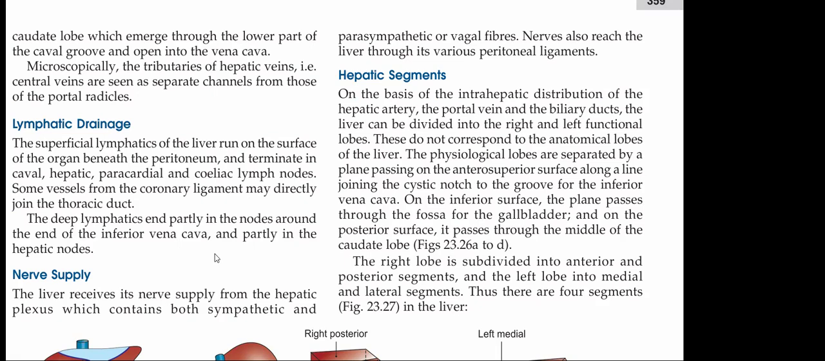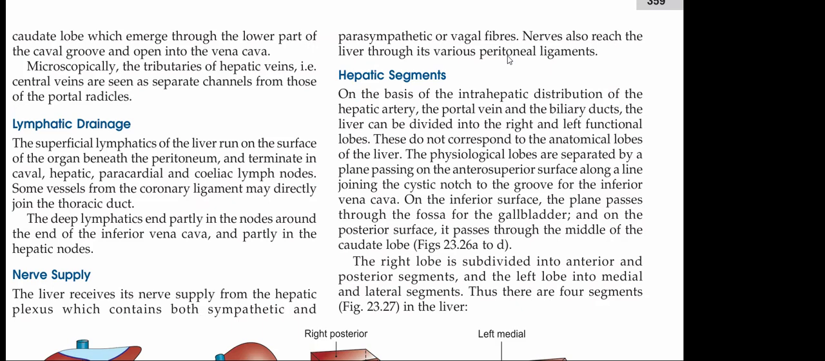Nerve supply. The liver receives its nerve supply from the hepatic plexus which contains both sympathetic and parasympathetic or vagal fibers. Nerves also reach the liver through its various peritoneal ligaments.